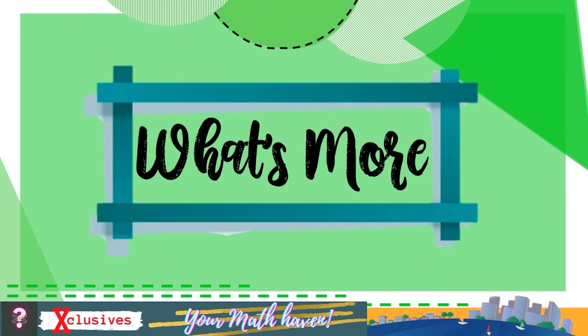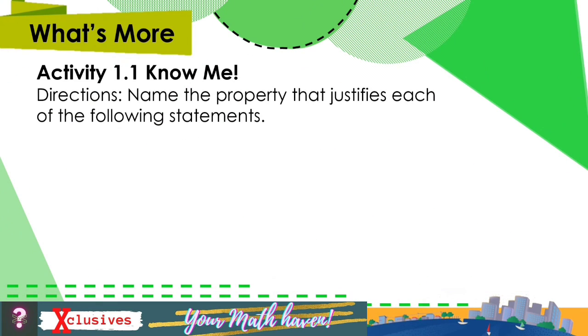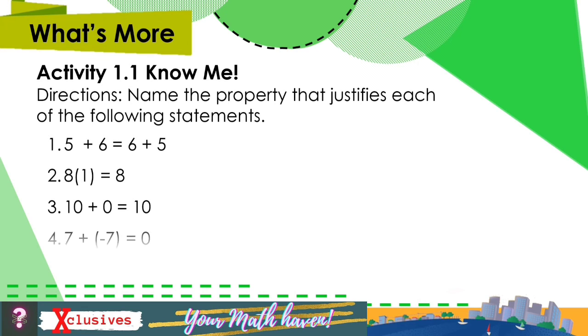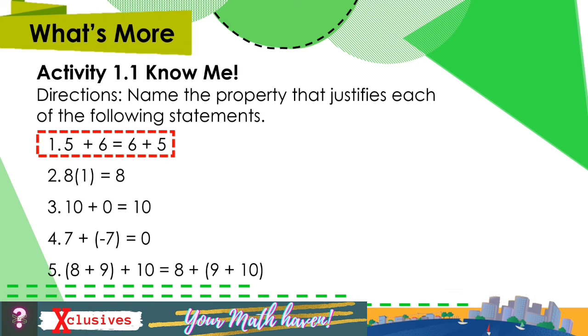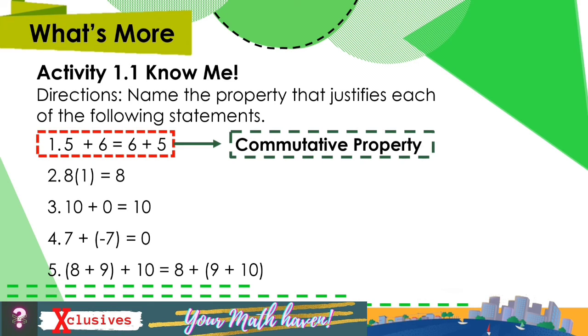Now, it's time to check our understanding. Let's try to answer activity 1.1. Know me. Direction: all you have to do is to name the property that justifies each of the following statements. Example, number 1: 5 plus 6 is equal to 6 plus 5. What property do you think could justify this expression? Yes, you're correct. Commutative property. Now, I'll leave numbers 2 to 10 for you to answer.